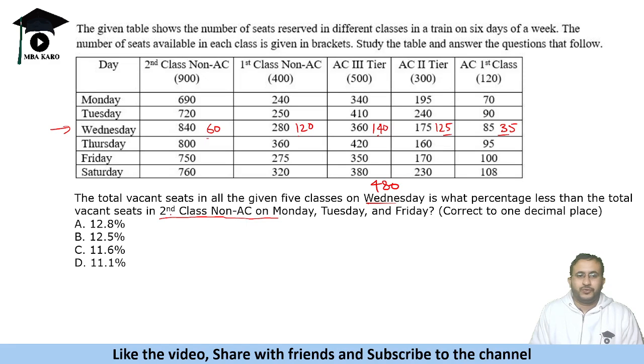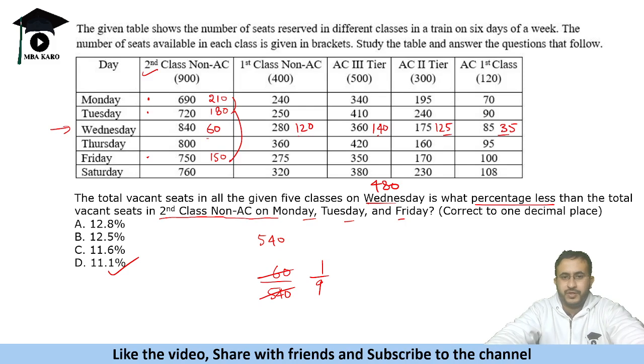What percentage less than the total vacant seats in second class non-AC on Monday, Tuesday, and Friday. We need to calculate this. So this is 210, 180, and this is 150. So totaling it, we will get 540. Okay, so 540, it says what percentage less? How much less? 60 less. 60 by 540 is 1 by 9. 1 by 9 is 11.1%. Okay, so a doable question, but too much calculation involved, like addition, subtraction, and then addition, and then finding the percentage.